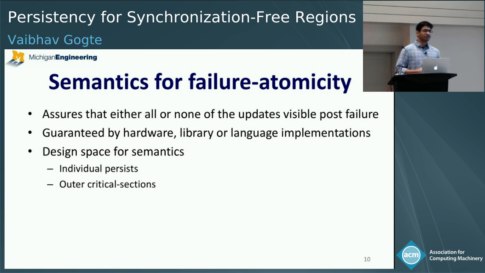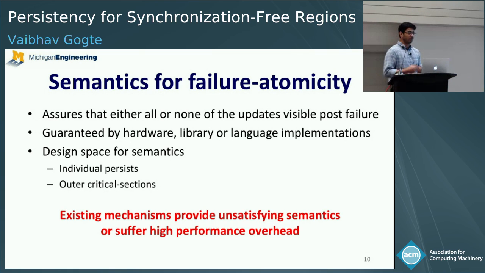The language-level persistency models that have been proposed until now provide different granularities of this failure atomicity. Specifically, these can be classified into two sets. The first set of mechanisms provide failure atomicity for individual updates or individual persists. And the next class of mechanisms provide failure atomicity for outermost critical sections in a program. However, both these sets of mechanisms suffer from one critical trade-off. Either these mechanisms provide good runtime performance, but compromise on the semantics that they offer to recovery, or they suffer from a high performance overhead while providing precise semantics to recovery.